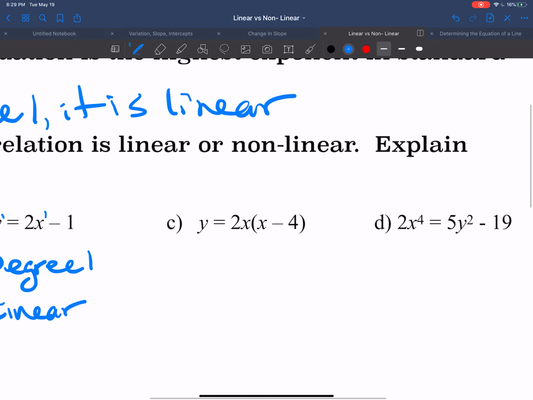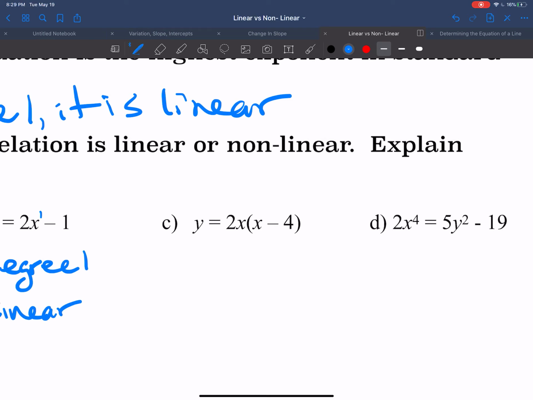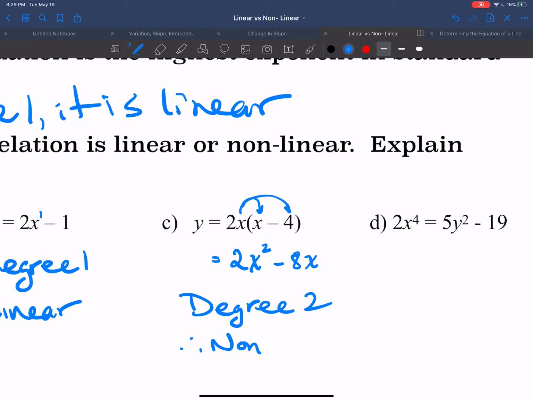must be linear. Now, for C, the thing is it's not in standard form. So if I expand it out, I get 2x squared minus 8x. So now we see that the highest exponent is 2. That's degree 2, which means nonlinear. And finally, the last one, we see the highest exponent is 4. So it's nonlinear.